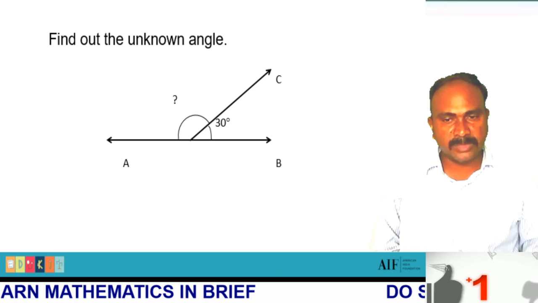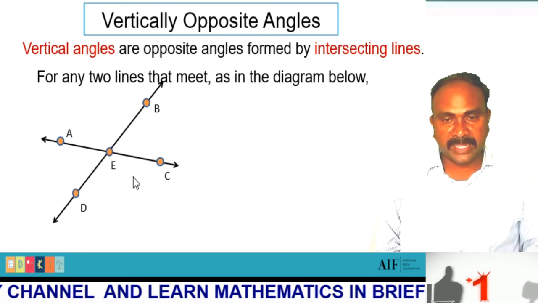For any two lines that meet, as in the diagram below, here AC and BD intersect at E. These are intersecting lines and form four different angles. Here, the blue colored angle, angle AEB, and angle DEC are called vertically opposite angles.